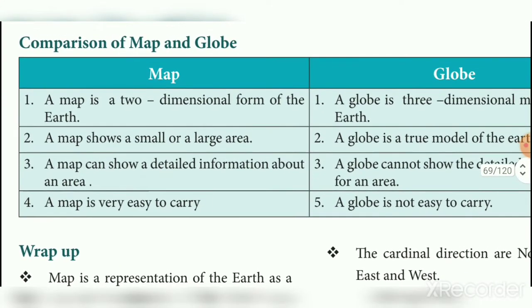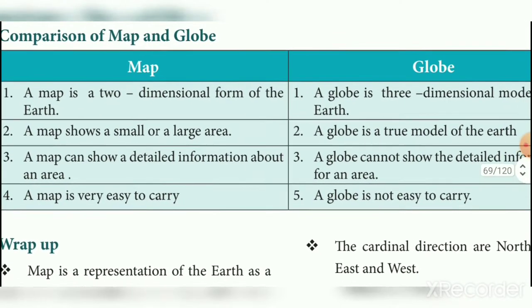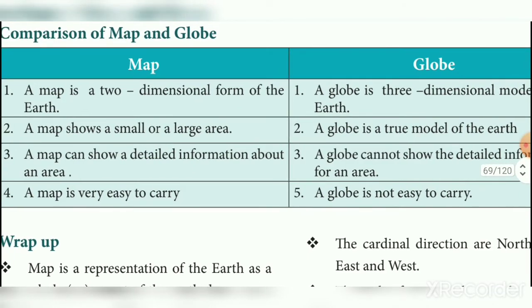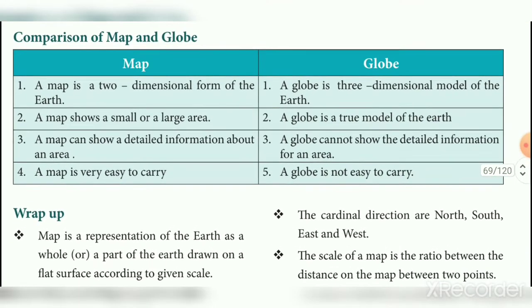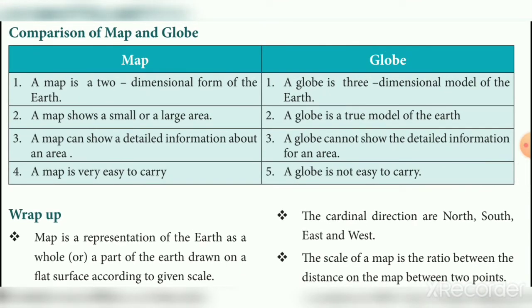Now we will see the distinction between the map and globe. Comparison between map and globe. What is map? What is globe? A map is a two-dimensional form of the earth. A globe is a three-dimensional model of the Earth. Map is two-dimensional, globe is three-dimensional.